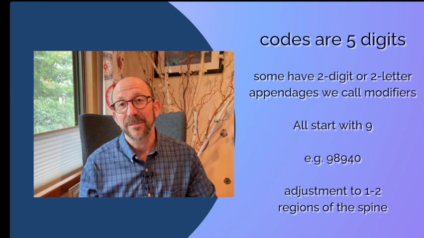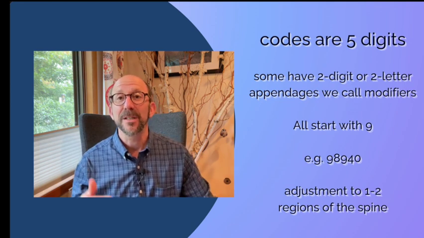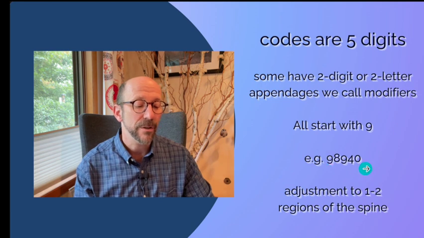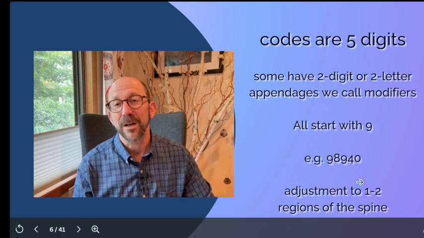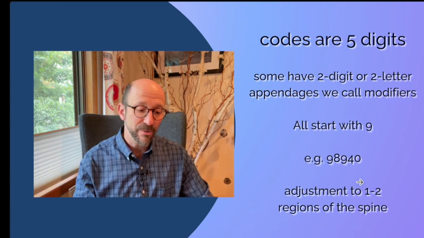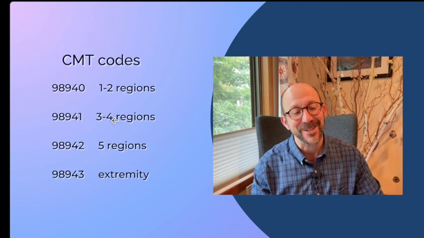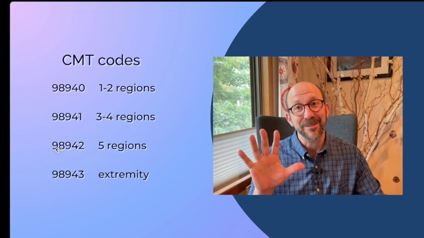One example of a CPT code that you will use is the code 98940. 98940. And that is the code for adjustment to 1 or 2 regions of the spine. There's also CPT codes for other types of adjustments. 98940, like we said, is 1 or 2 regions. It goes up 1 digit, 98941. That's for 3 or 4 regions. 1 more digit up, 98942 is for 5 regions.